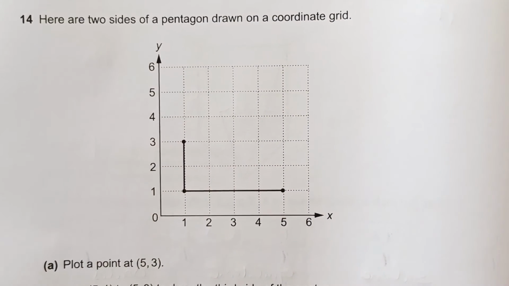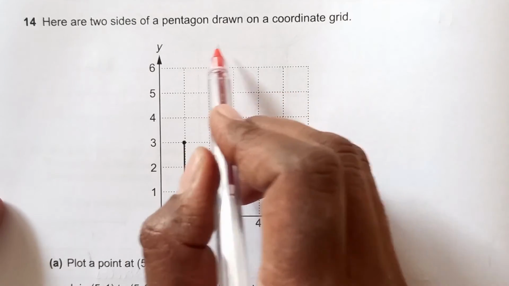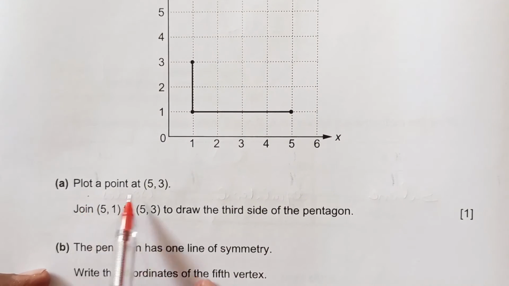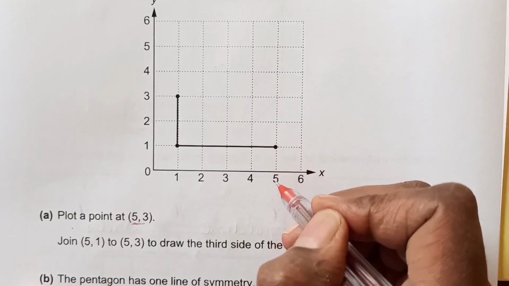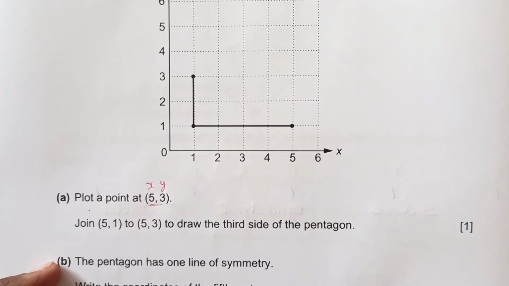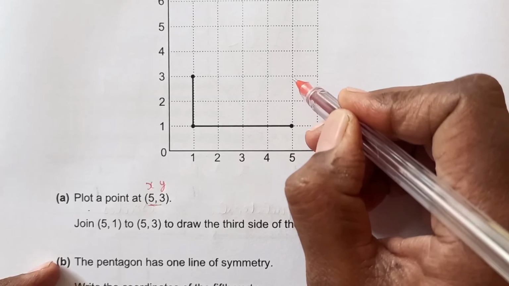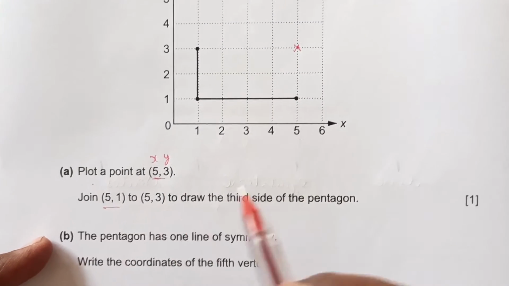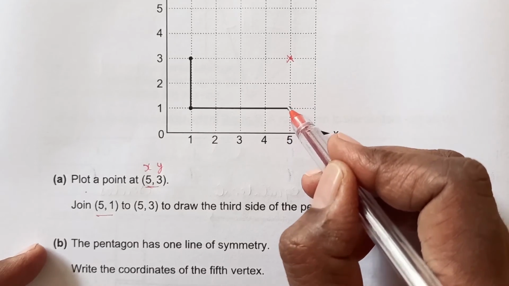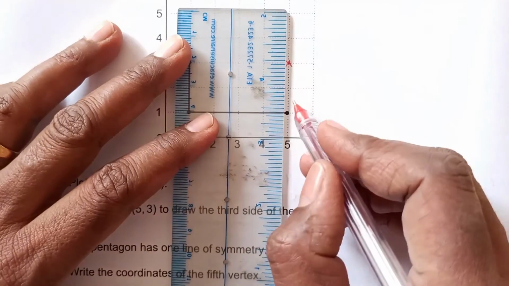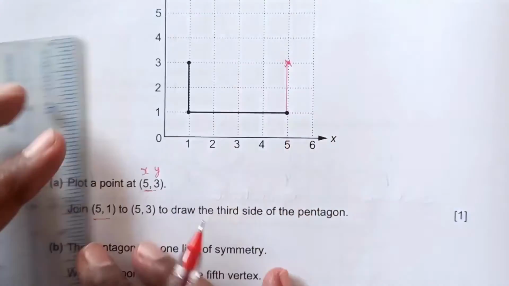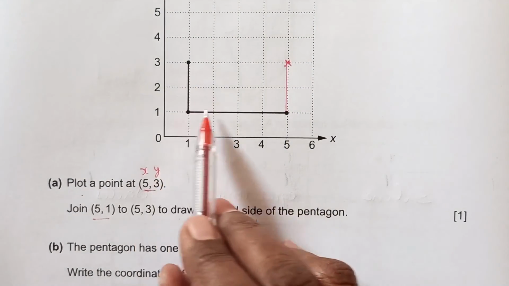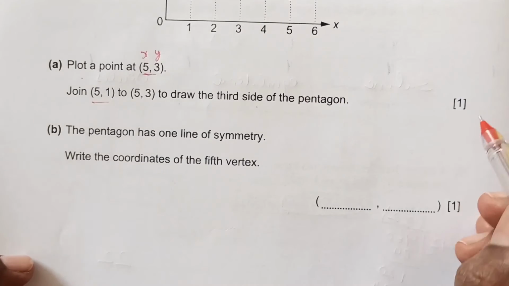Number 14. Here are 2 sides of a pentagon drawn on a coordinate grid. So plot a point 5, 3. This is for x and this is for y, right? 5 is here and 3 is here. This is the point. Join 5, 1 to 5, 3. 5, 1 is this one and 5, 3. So that is done. To draw the third line of the pentagon, so 1, 2, 3 lines. So we are done for 1 mark here.